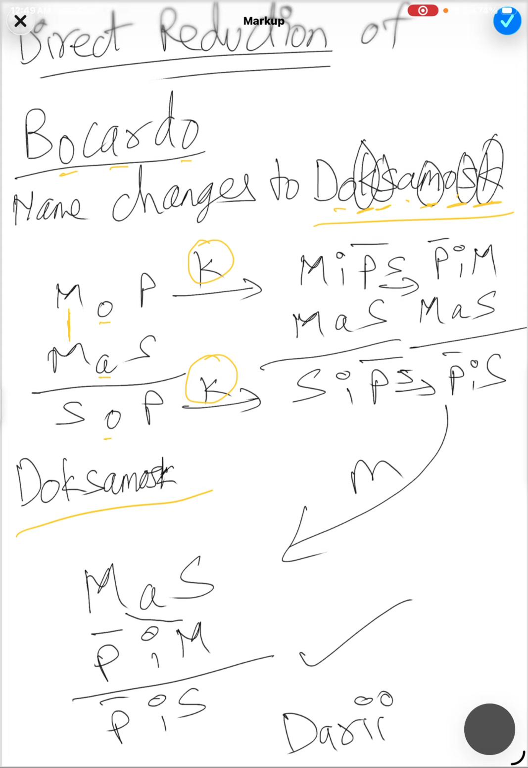Now you'll take care of the S. So MIP dash, if I do simple converse, I's simple converse is I, interchanging subject and predicate. So P dash I M. Similarly, I'll do S on the conclusion. SI P dash will become P dash I S. Okay, no change to the minor premise.